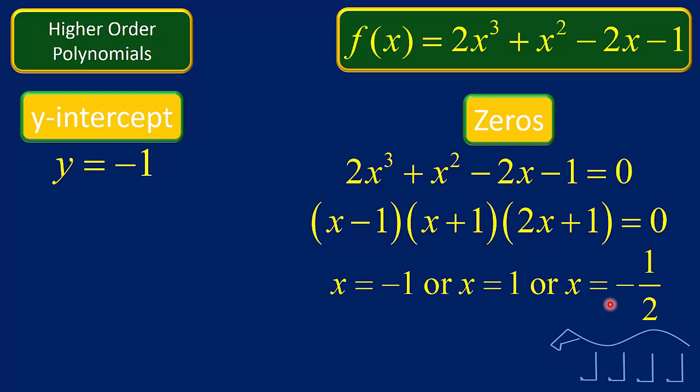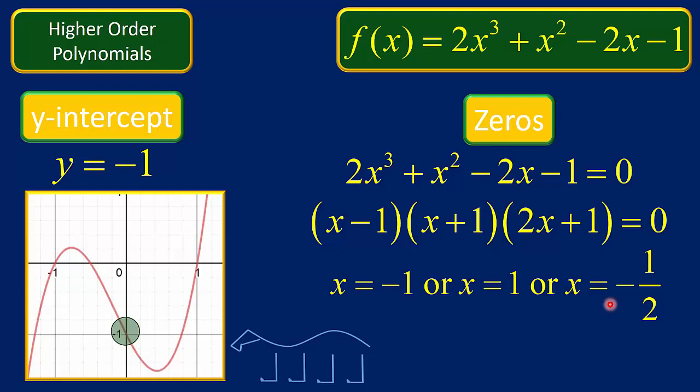Now let's take a look at how we could use this information to get a sketch of this polynomial. This is what the polynomial looks like if we look at the graph of it. Now notice we have the y-intercept here. We have the roots here, the x-intercepts, -1, -1/2, and 1. Now, the way you can make a quick sketch of this polynomial is go to the y-intercept. Label the x-intercepts up here.